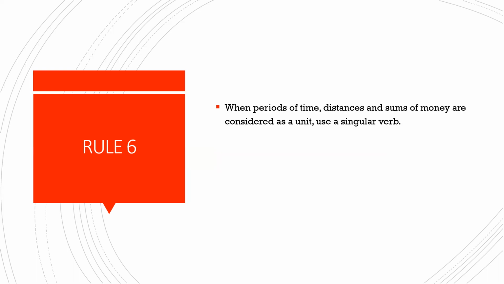When periods of time, distances, and sums of money are considered as a unit, that means as one thing, use a singular verb. Here's what I mean. 5 minutes is too little. So now we are not talking about each minute separately. 1 minute, 2 minutes, 3 minutes, 4 minutes, 5 minutes. No, we are talking about 5 minutes collectively as one unit of time. So 5 minutes is too little. So we have to use a singular verb here.